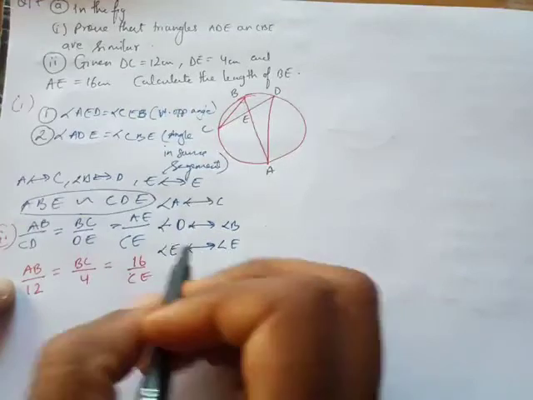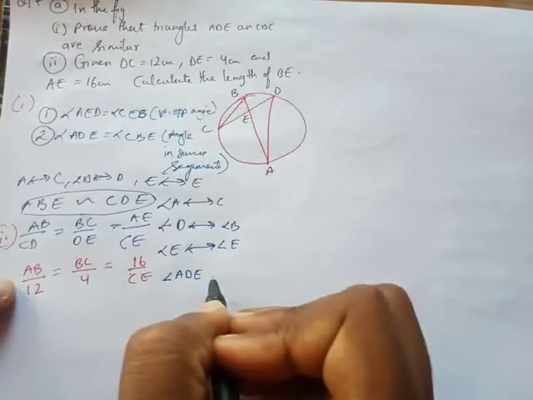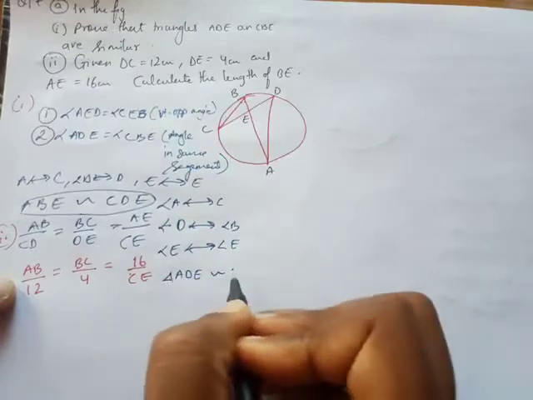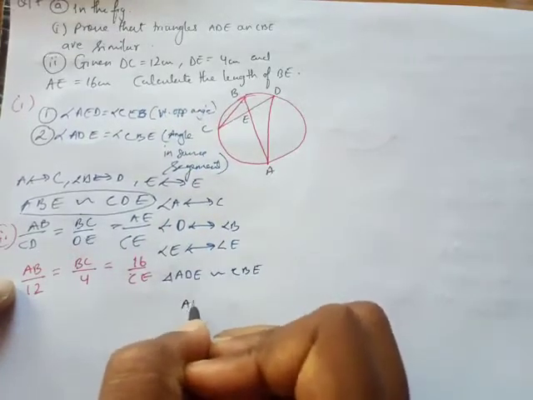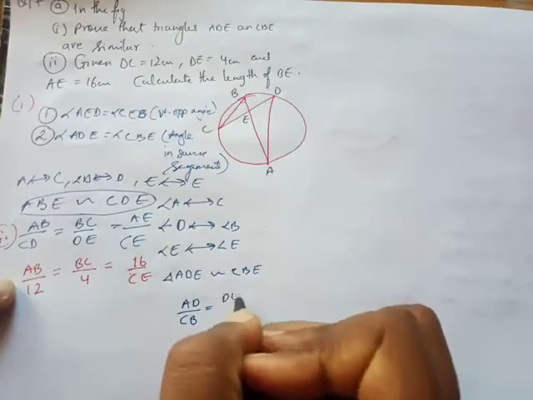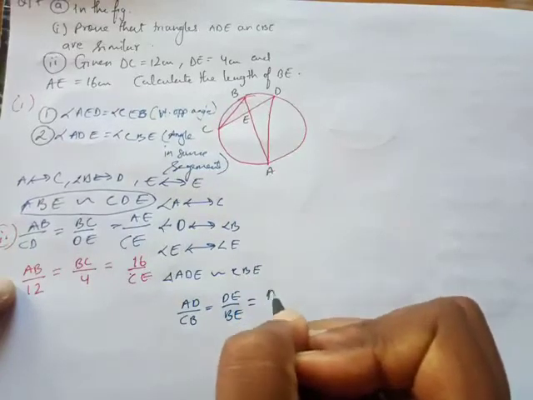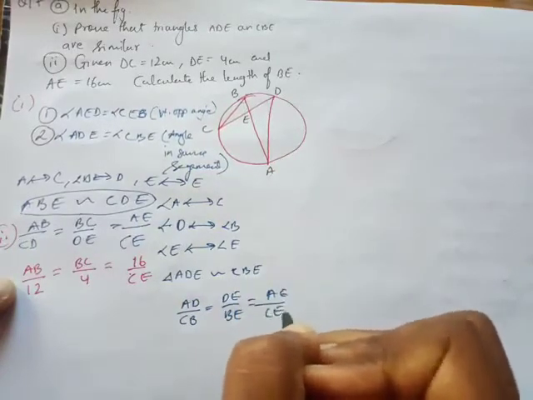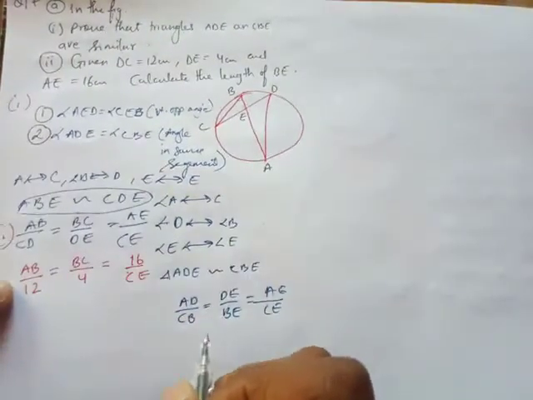Okay, after this I can write triangle ADE is similar to triangle CBE, and then I can write AD upon CB equals DE upon BE equals AE upon CE. Now I can put the values, isn't it? So what are the values given? DC is given. Where is DC?